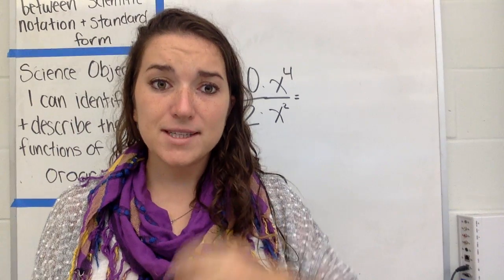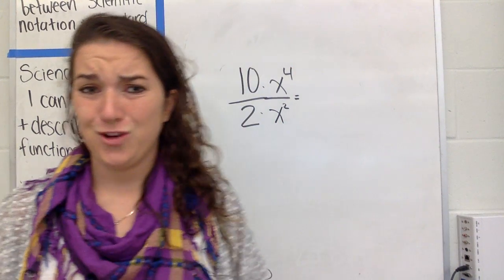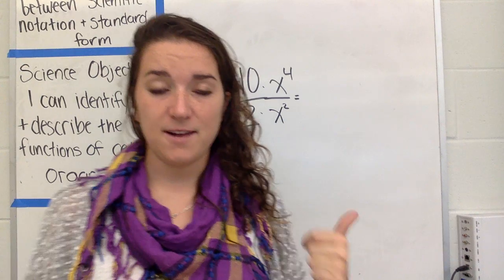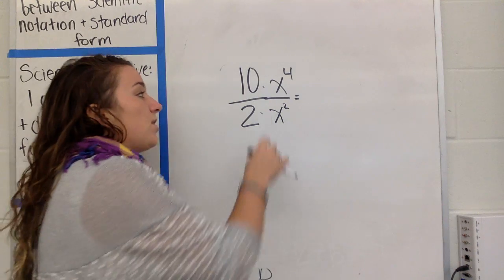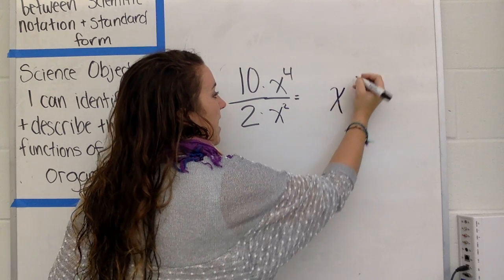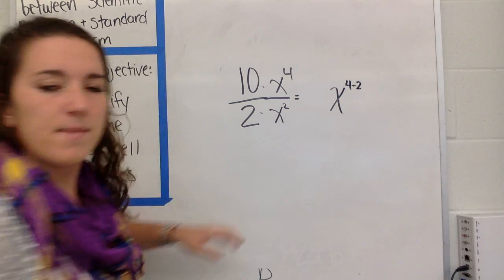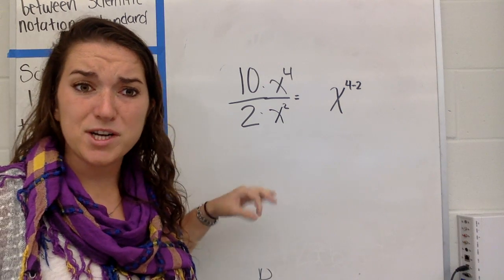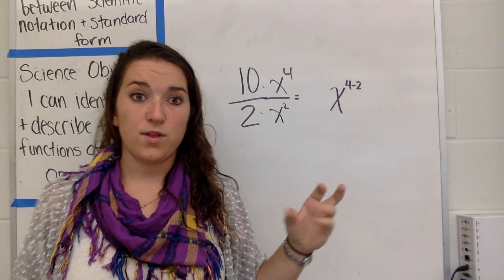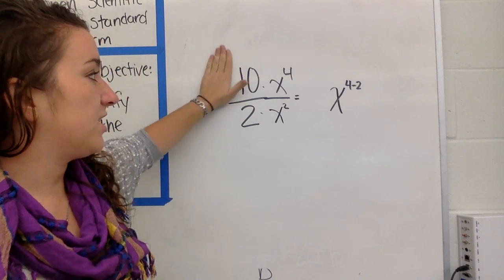All right, so now for this next one, since we proved the quotient rule in the last one, we're just going to use it in this one instead of expanding. So here I have x to the 4th, here I have x squared, so I'll have x to the 4 minus 2. But what am I going to put in front of that x? What is my coefficient, or the numbers that go in front of my variable? I think it's just 10.